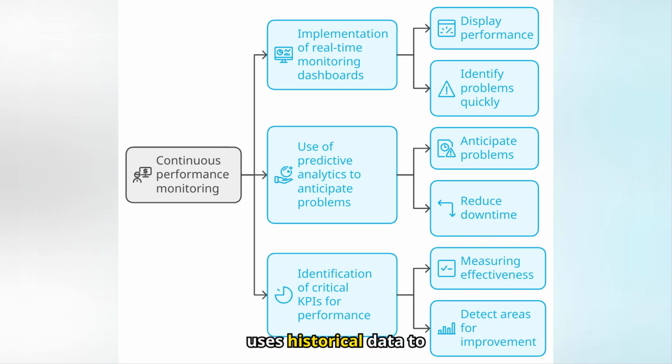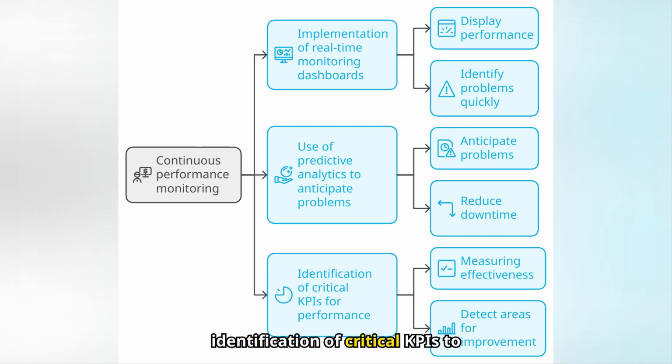Predictive analytics uses historical data to anticipate potential failures before they affect the operation. An example might be a production plant that anticipates machine failures and schedules preventive maintenance. The benefit obtained is the reduction of downtime and optimization of resources.